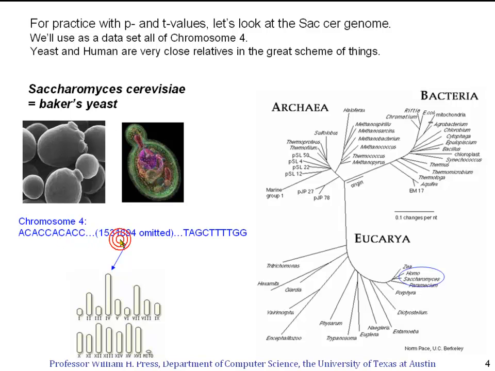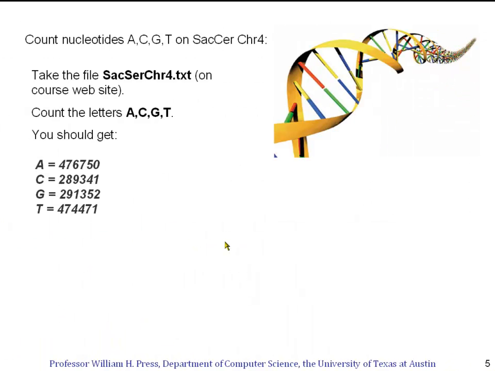Then I've omitted 1531894 letters, and it ends TAGC, TTTT, GG. There's a text file on the course website that you can download that simply contains this very long string of letters A, C, T, and G.